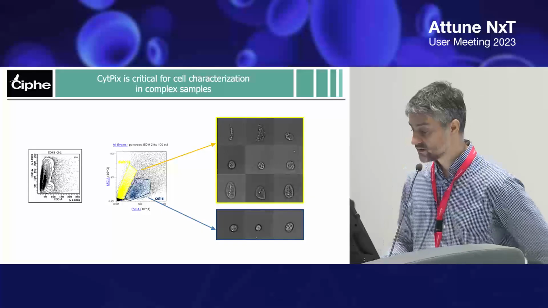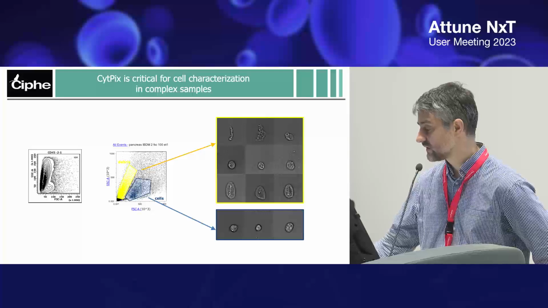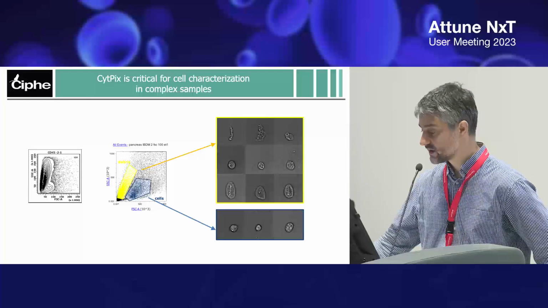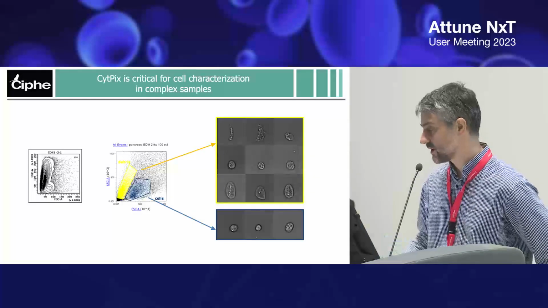Right, so here is a nice picture of these particles. Here are our cells of interest. You see how they look, and then this type of cells here are much more granular.